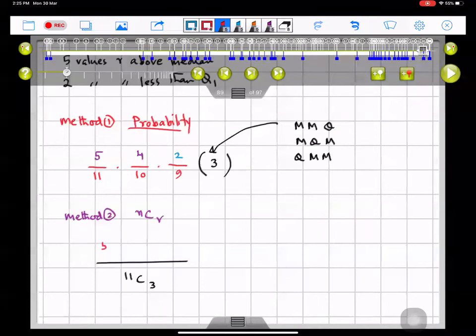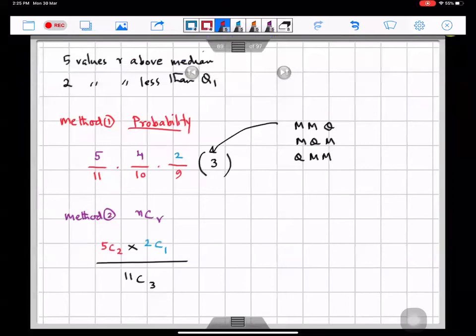Now there are 2 categories. One is the category of more than median, 5 of them, so out of those, you are choosing 2. Category of lesser than lower quartile. There are 2 of them and you are choosing 1. So what's the answer? 5C2 into 2C1. That goes in the numerator and 11C3 goes in the denominator. So whichever method you feel like doing, you can do it.